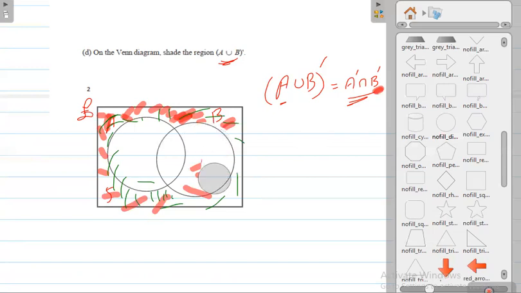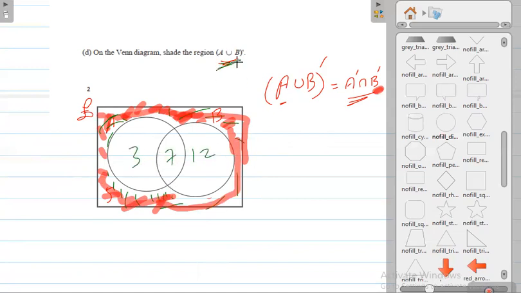This was not shaded both times. This was not shaded both times. So that will be. The other is shaded both times. So you have to keep that one. It means just keep this one and leave the other. So you shaded this one. This one, don't highlight. Okay. There were three elements, seven elements, 12. So that you shaded A union B whole complement.